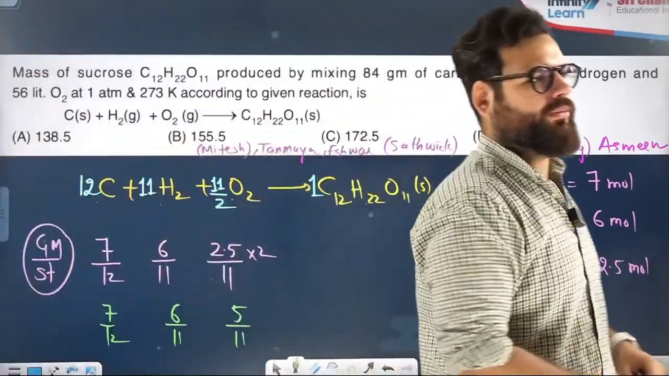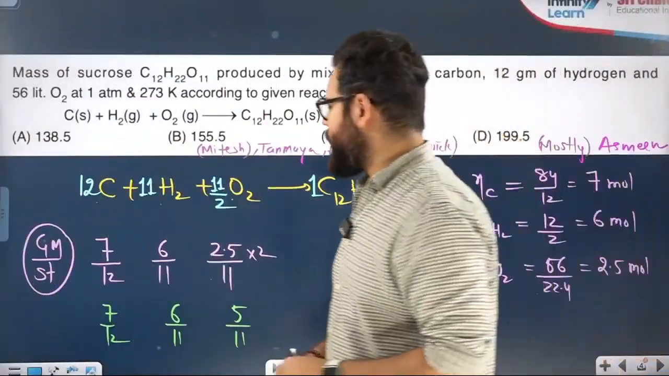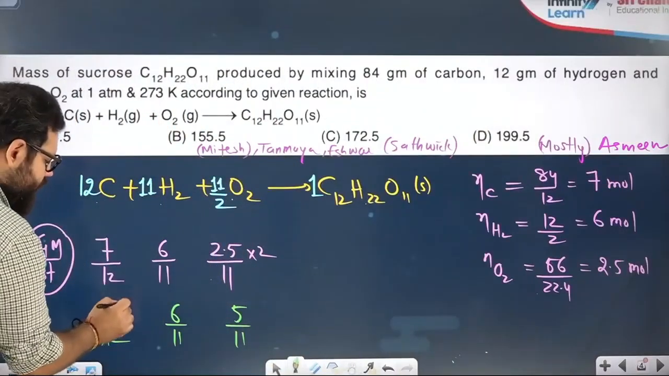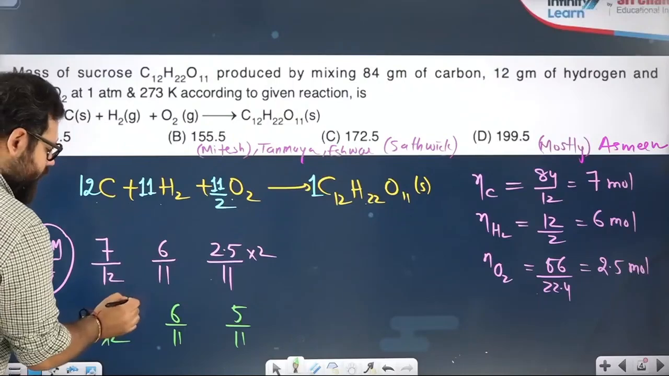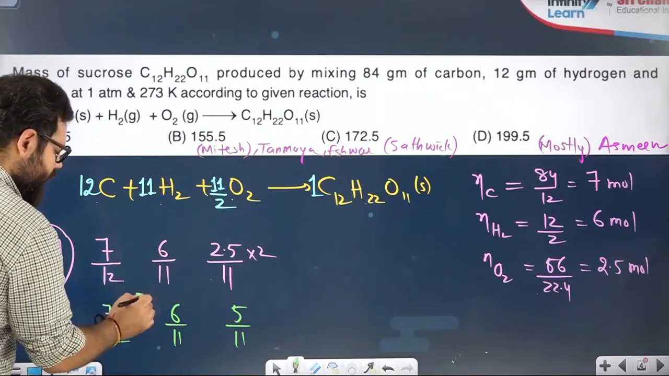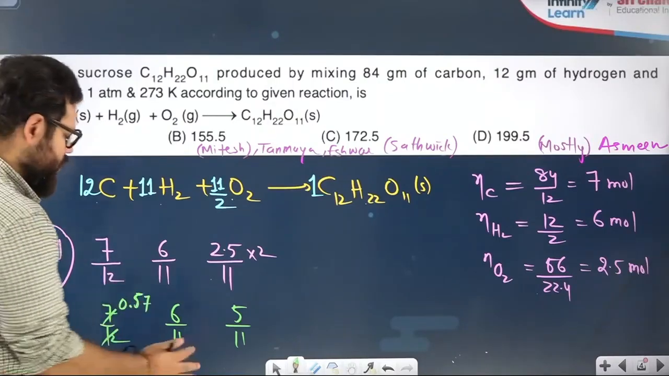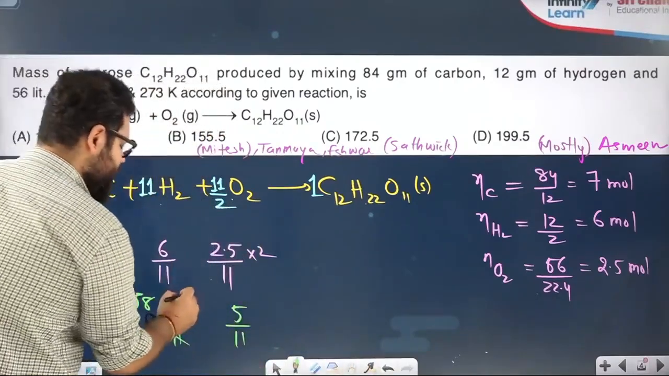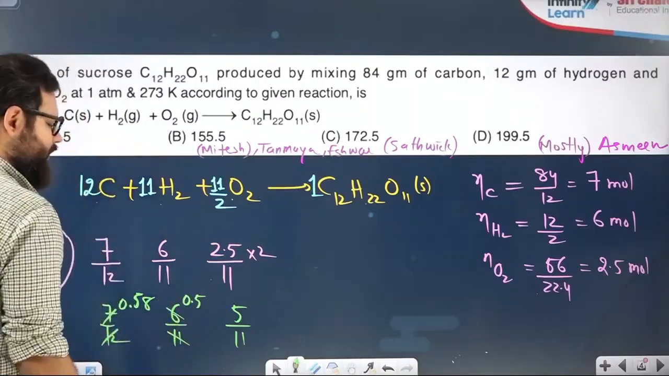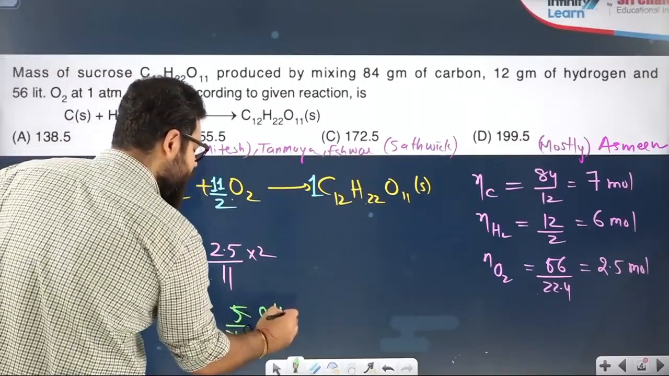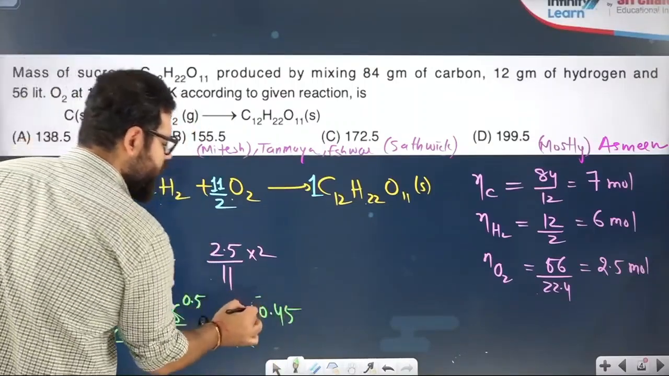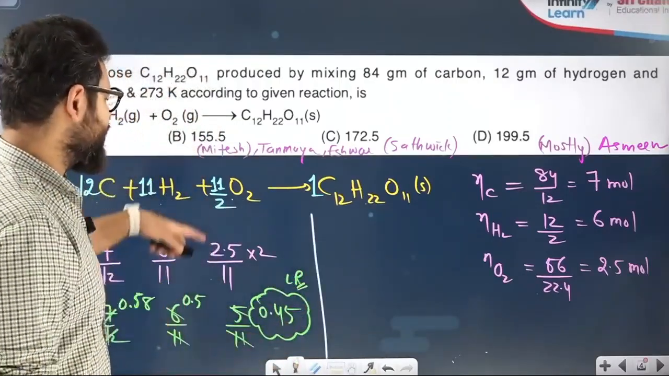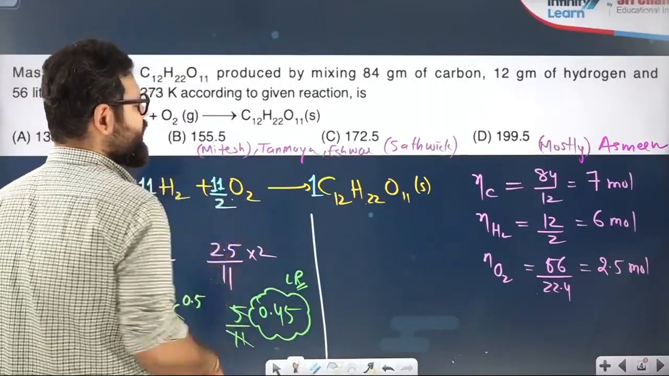Which is the smallest number? 7 by 12 is almost 0.58 around. 6 by 11 is 0.5 something, and this is 0.45. So this is the small number. This is the limiting reagent. So oxygen is the limiting reagent. Oxygen will decide.